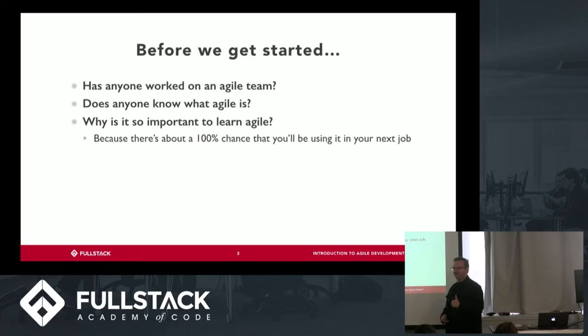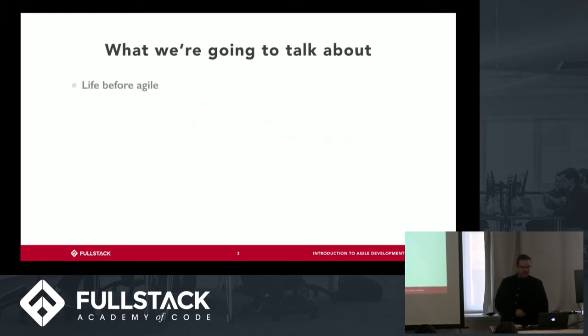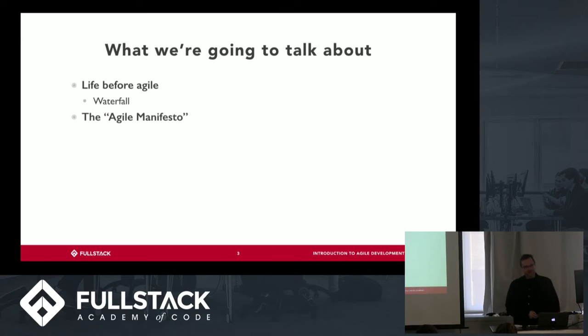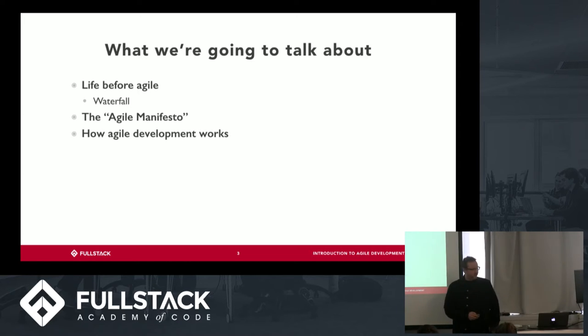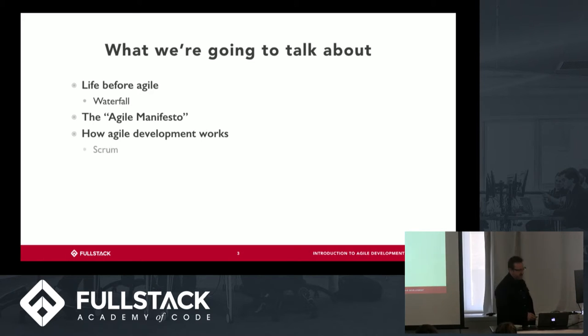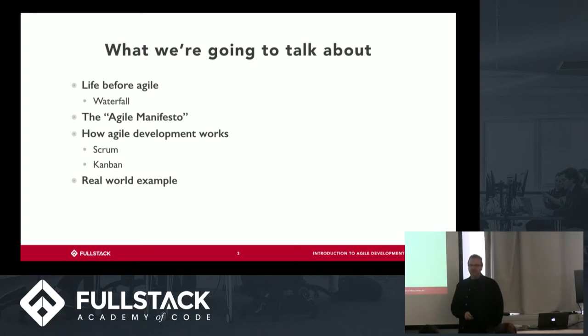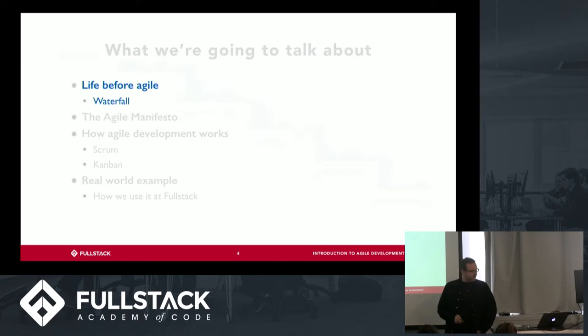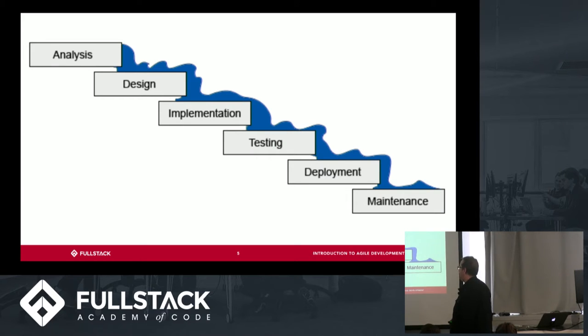Yeah, because you'll be using Agile on your next job. Okay. So what we're going to talk about, first we're going to talk about life before Agile, and we're going to look at this thing called Waterfall, which you may have heard of. We're going to look at the Agile Manifesto. We're going to look at how Agile development works. And we're going to specifically look at two frameworks, Scrum and Kanban. And then we're going to show a real-world example of how we use it here at Fullstack. So let's dive in here.